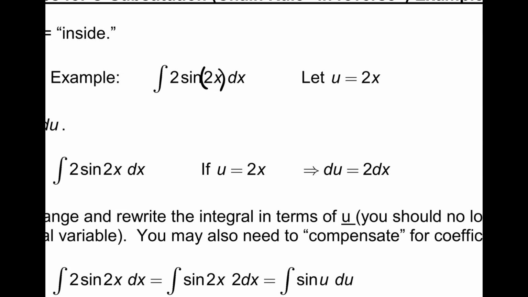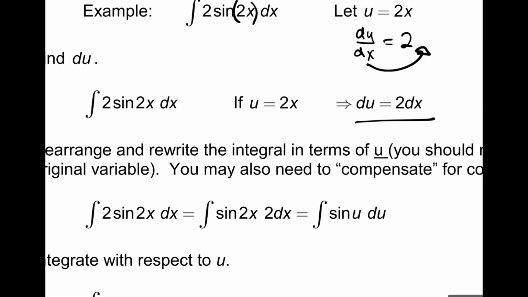All right, find du. So du dx, take the derivative with respect to x on both sides, which is going to be 2. So du is just going to be 2 times dx. Perfect. So using my highlighter, 2 times dx is going to be du. And then we already said u was 2x. So this is just going to be the integral of sine of u times du, because instead of saying 2x, I put in u. Instead of saying 2 dx, I say du.